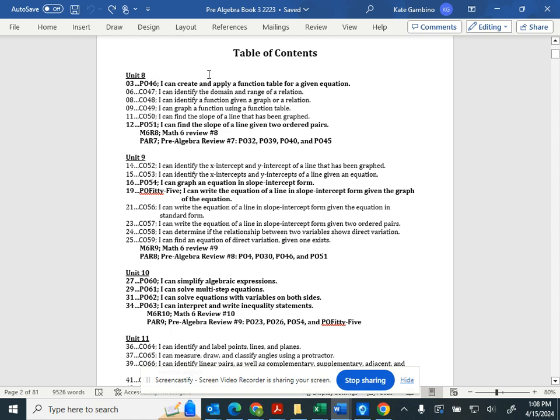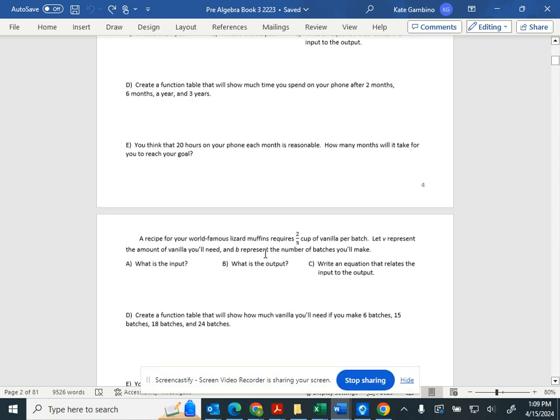So 46, I can create and apply a function table for a given equation. So we need to be able to make those function tables. And 51 is I can find the slope of a line given two ordered pairs. We just reviewed that. So finding the slope of the line with two ordered pairs, hopefully we remember that. But it's your responsibility to look those up to make sure you're ready for the test.